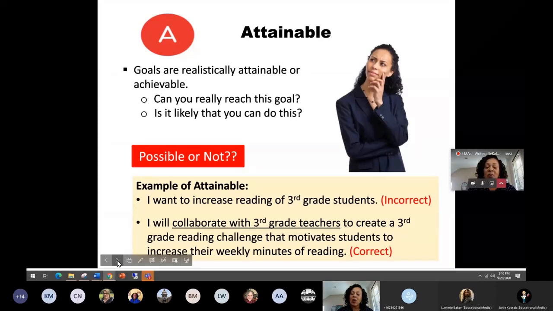So in my example, I went back to the original goal. I want to increase reading of third grade students. I did make it a little bit more specific. And then the better wording would be, I will collaborate with third grade teachers, or you could collaborate with your teacher librarian to create a third grade reading challenge that motivates students to increase their weekly minutes of reading. That provides more information, and just having that mere collaboration with another party can help ensure that this is something that can be attained. There are other parties that are invested in this goal.